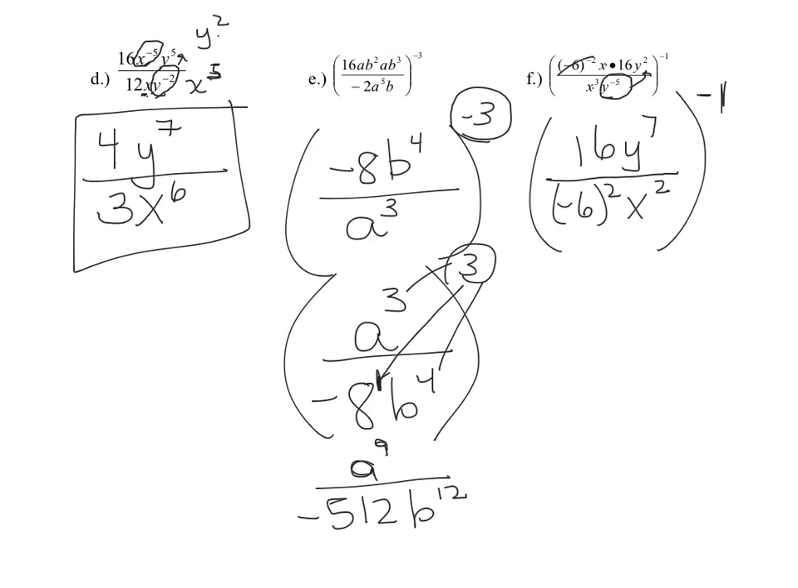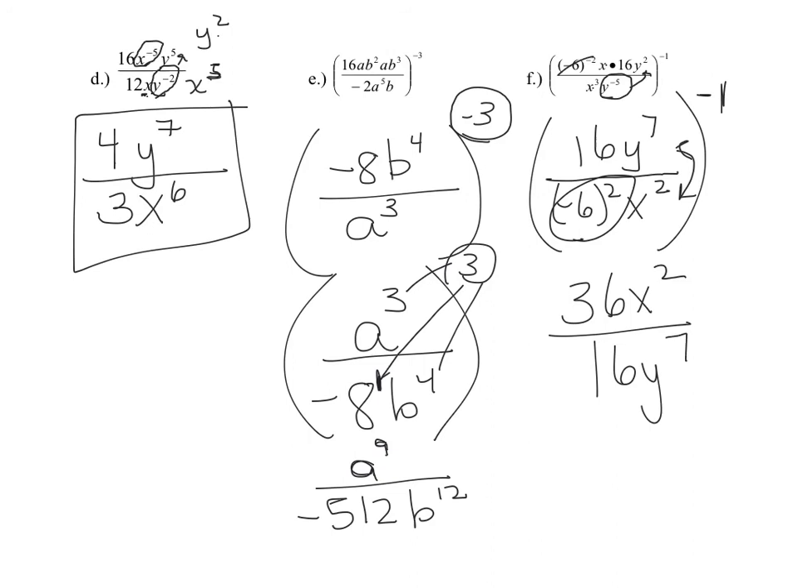Now you can flip it. And then when you flip this whole thing, I would make this positive 36 now, because negative 6 squared is positive 36. So I'm going to have 36x to the second over 16y to the 7th, the whole thing to the first power. Well, you know anything to the first power is just the stuff inside there, right? So it's still 36x squared over 16y to the 7th, but let's just reduce it.